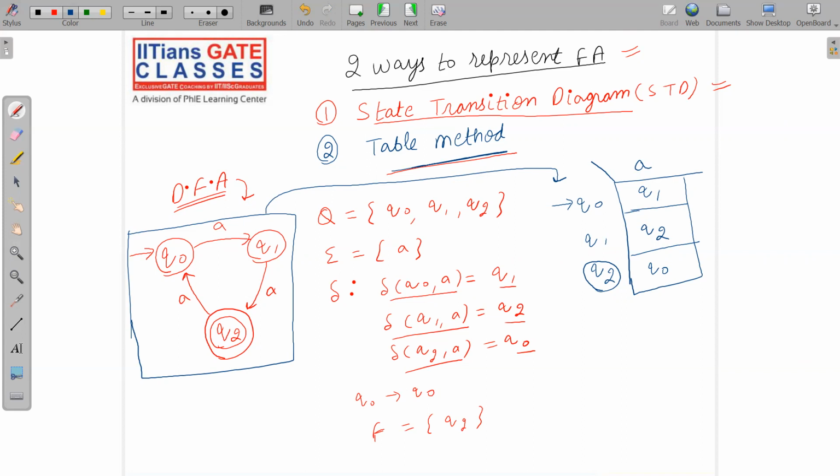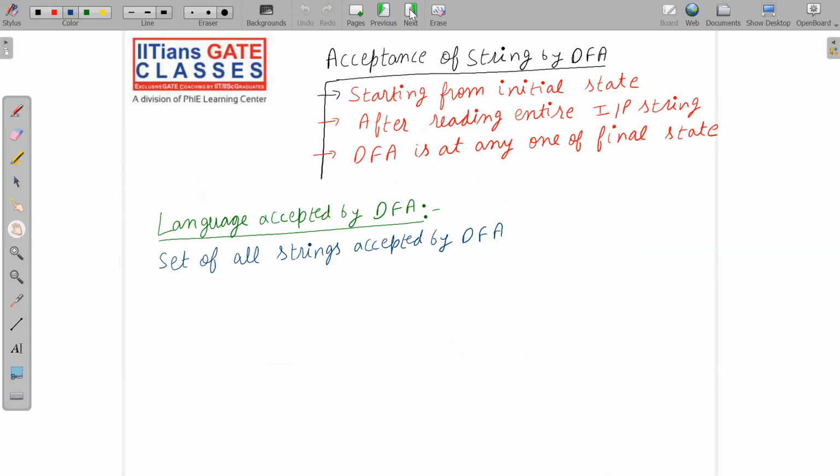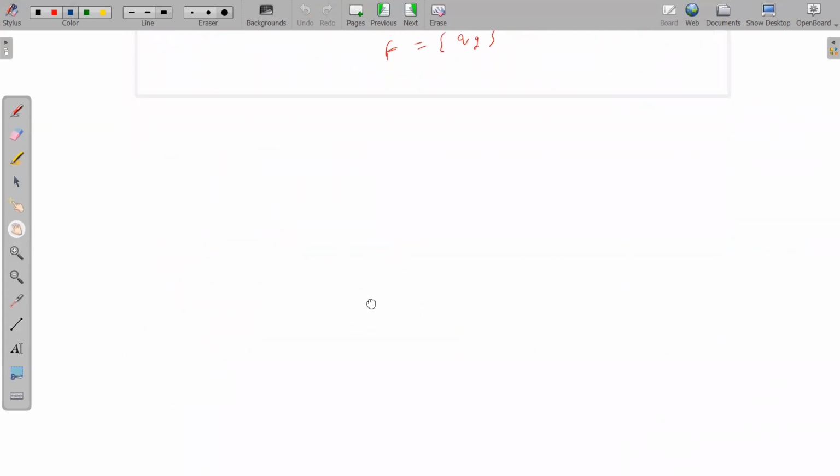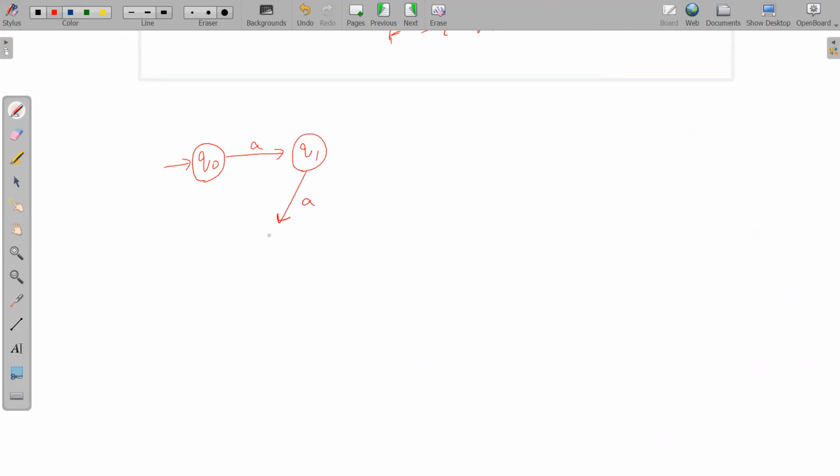This is for a DFA, and let me show you one example of an NFA also. Let's move downward and I will show an example of an NFA. Let's take the same example itself: Q0, then A, Q1, A, Q2, Q2 was my final state, and then A here.